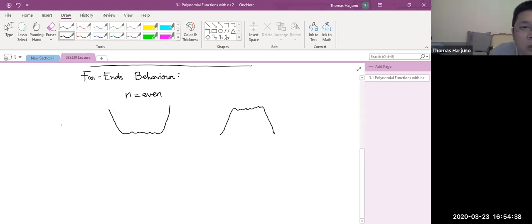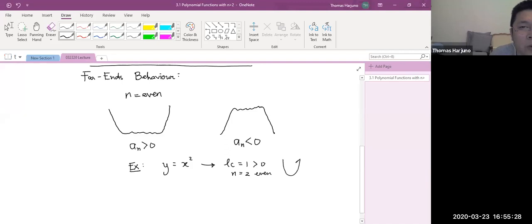In fact, we can say if the degree is even, it will go from positive infinity to positive infinity when the leading coefficient is positive. While if it's from negative infinity to negative infinity, that's when the leading coefficient is negative. Now you can imagine the example from the past. For example, if we have y equals x squared, the leading coefficient is 1, which is positive, and the degree is even. Then we know the parabola opens up.